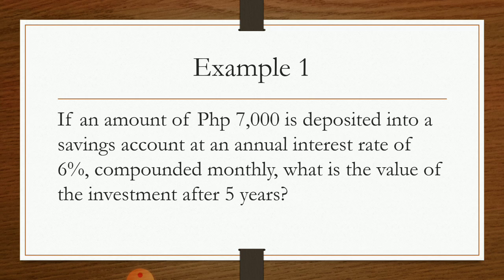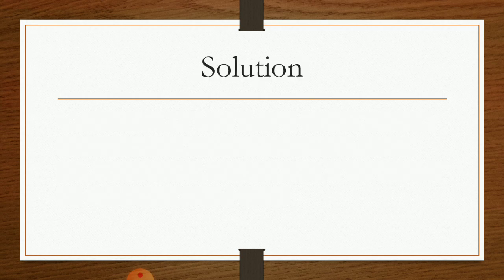For example, if an amount of 7,000 Philippine peso is deposited into a savings account at an annual interest rate of 6% compounded monthly, what is the value of the investment after 5 years? For the solution, so for the P, that is equal to 7,000. For the rate, that is 6% or 0.06. For N, which is 12. It is because that is compounded monthly. Then the time is 5.